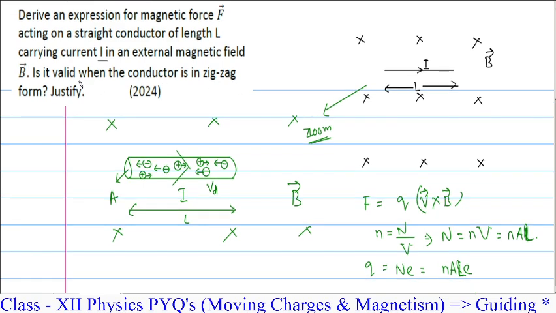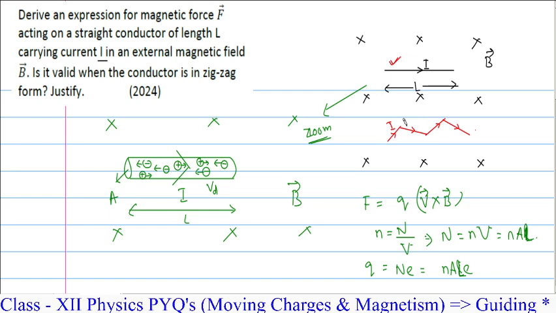Next, it is asked whether this is valid when the conductor is in zigzag form. The conductor present here is a straight one. If we take a conductor in zigzag form, the current will be flowing through the given conductor in different directions. If I is the current flowing through this zigzag conductor, the magnetic field will again be perpendicular to any particular segment of the conductor, because the magnetic field is directed inward.